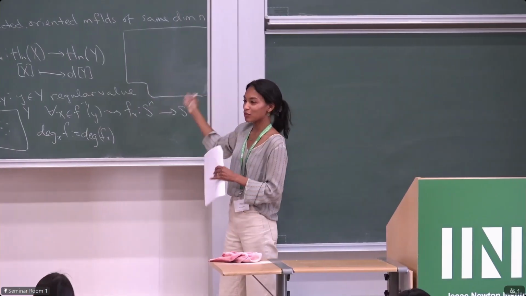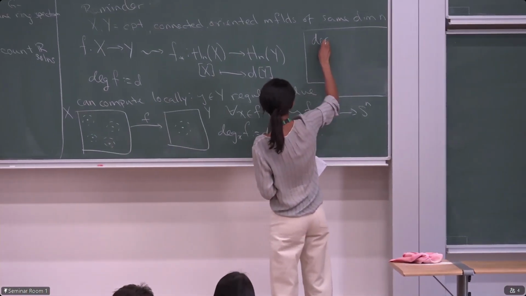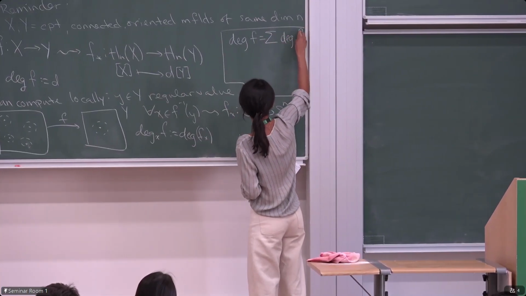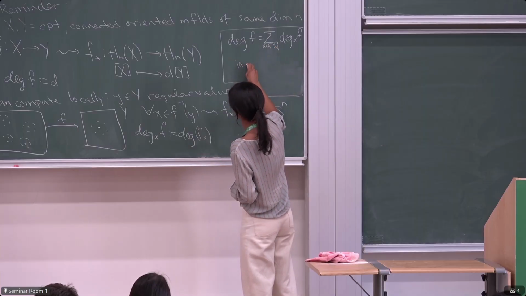And now we celebrate because we got ourselves into one of the cases that we would think to give ourselves, and we say, hey, the degree can be computed as a sum of local degrees. And this is independent of regular value.